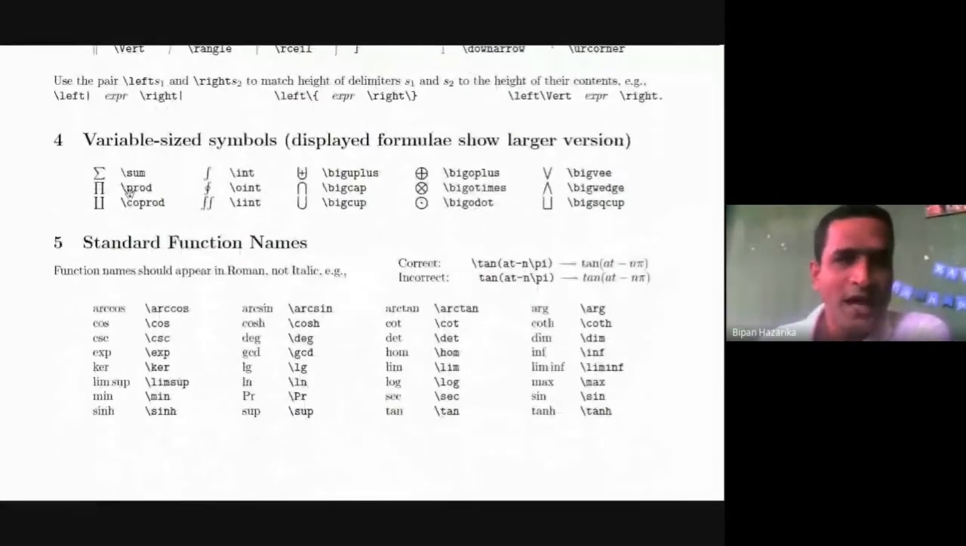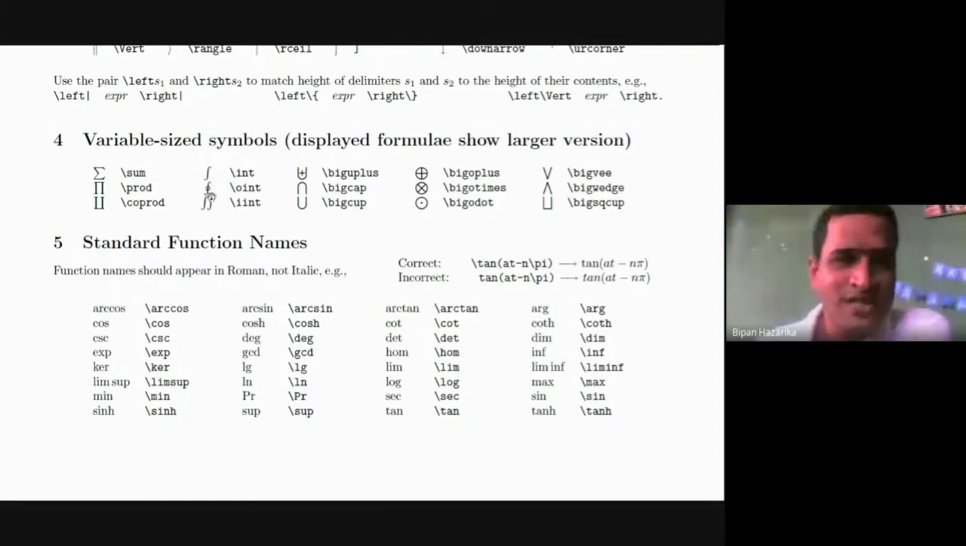Then other variable size symbols: physics, mathematics and computer science people are using these notations. So slash sum means your sigma, slash PROD means the product, that means you get this big product. But if you write CO product, your symbol points in the upward direction. And for a single integral, if you write slash int, you get the integral.